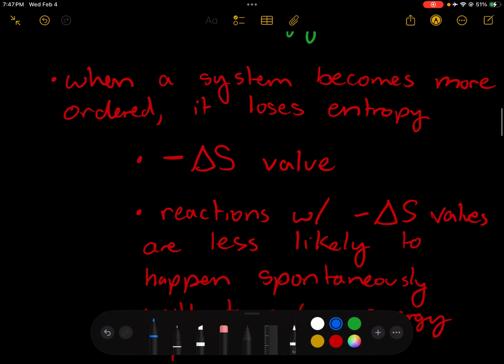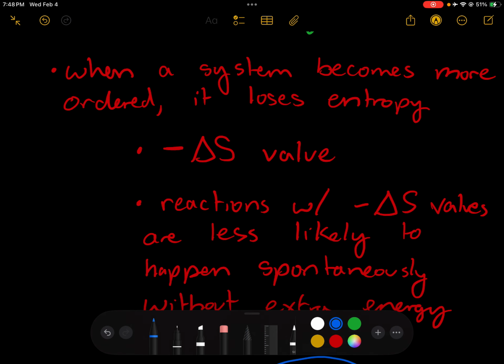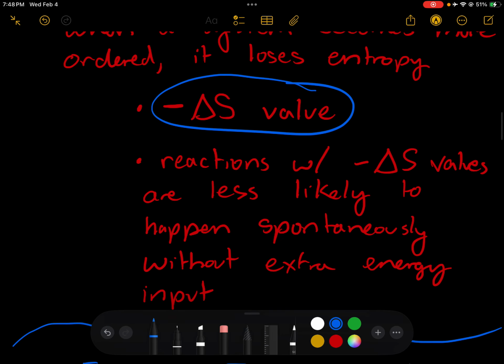Whereas when a system becomes more ordered over time, we say that it loses entropy, or it has a negative delta S value. And conversely, reactions with a negative delta S value, reactions that become more ordered over time, are less likely to just happen naturally or spontaneously because you need to input extra energy to make that happen.